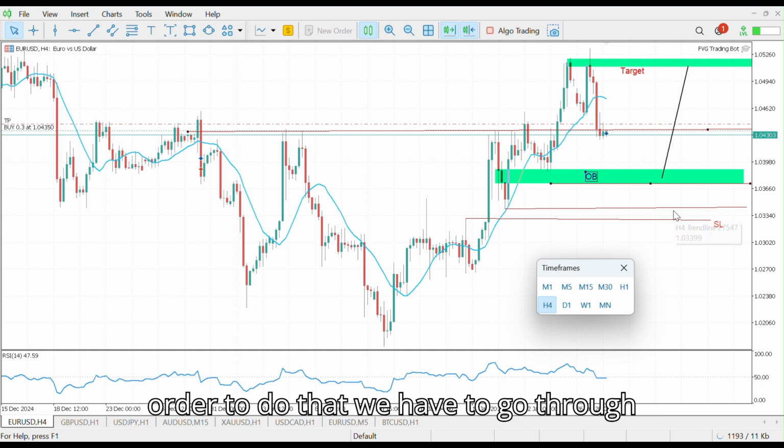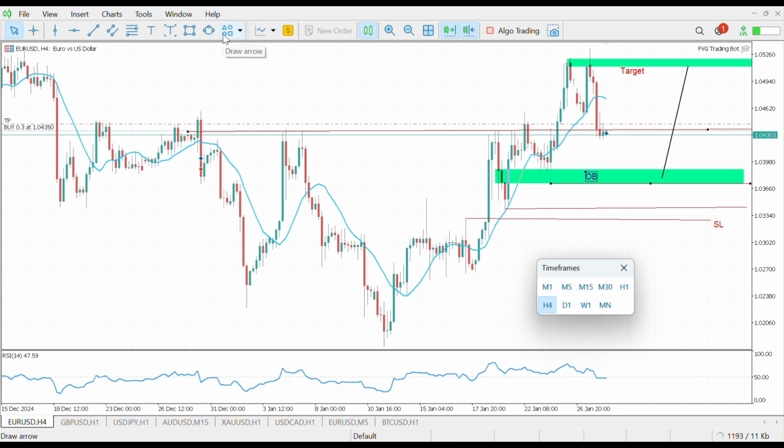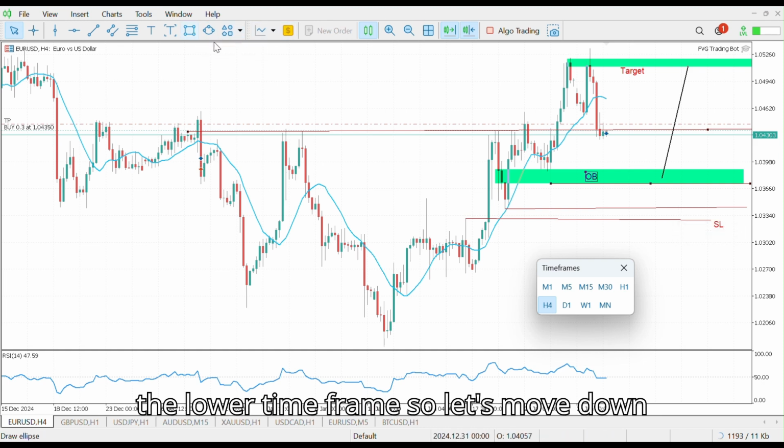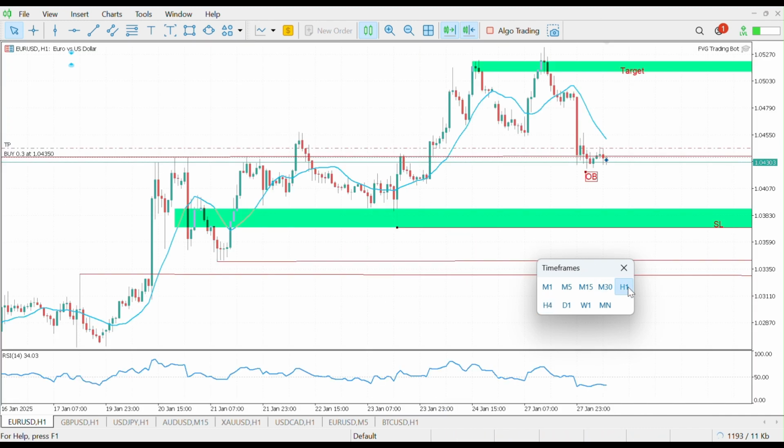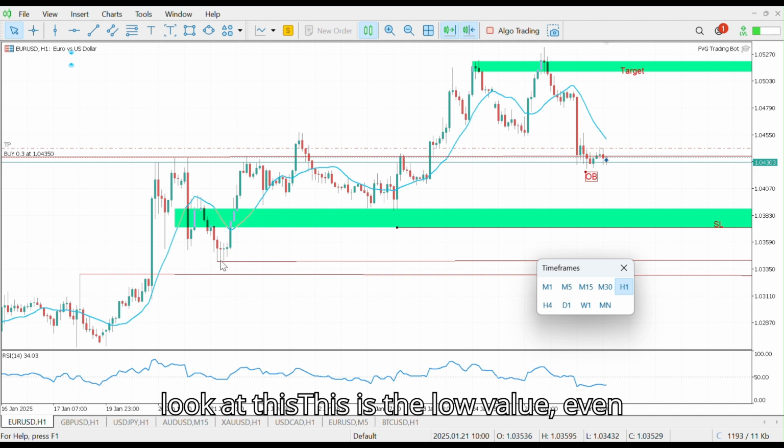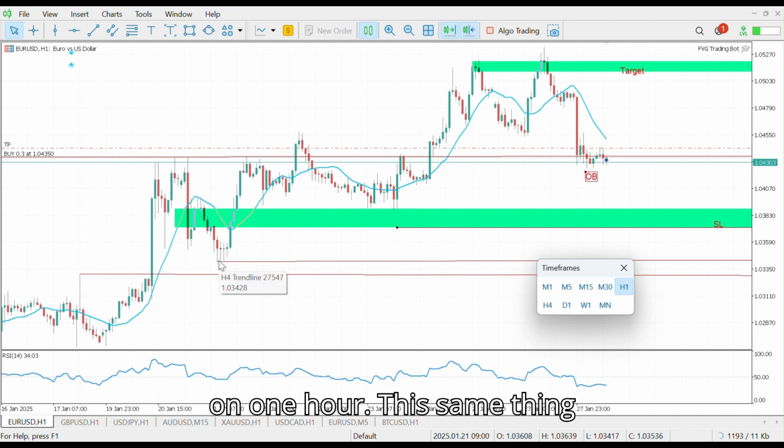In order to do that, we have to go to the lower time frame. So let's move down to the 1 hour time frame. Wow, you can see the consistency of this particular signal now. Now look at this. This is a lower low, even on 1 hour.